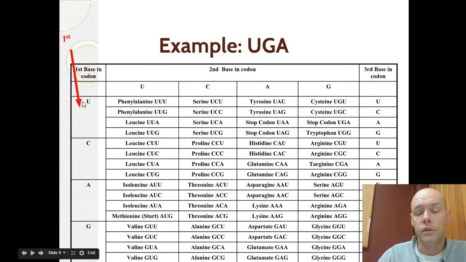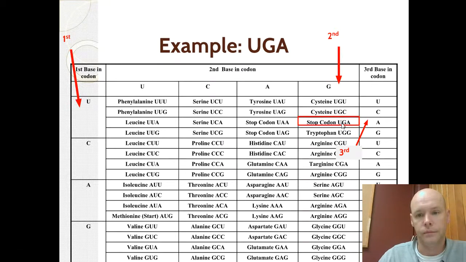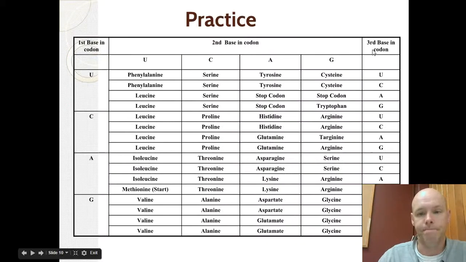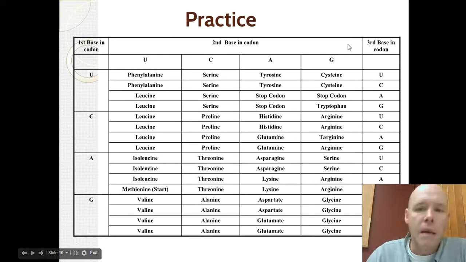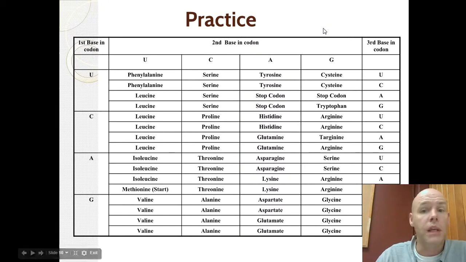So U is the first one, to recap. G is the second one, and A is the third one. So you get UGA, the stop codon. Now, a little practice with this. I'm going to give one here. You can stop and look at it and see if you're right. So let's say I wanted you to find what amino acid would be with CGA. So pause the video right now and try and figure it out.